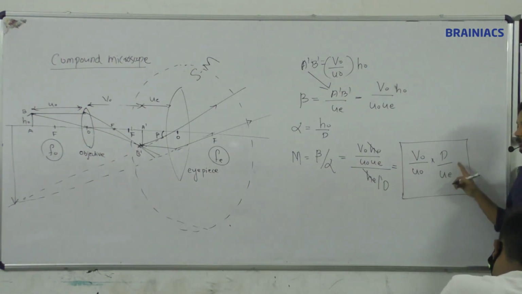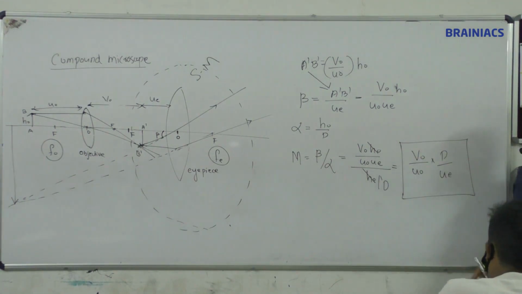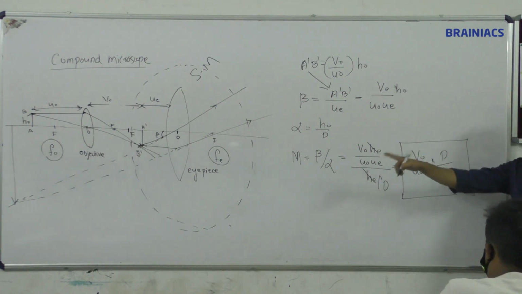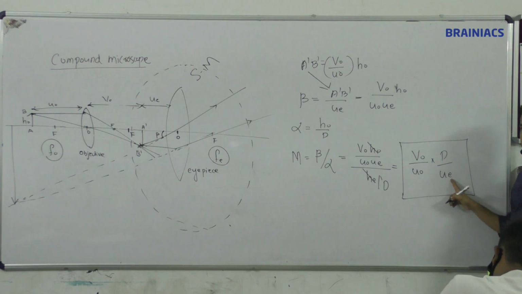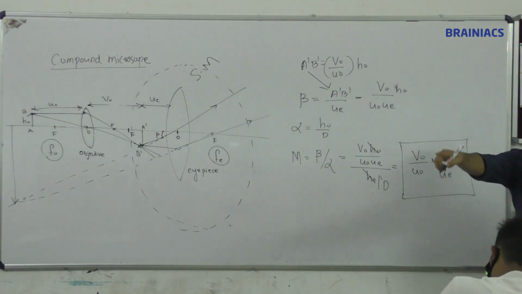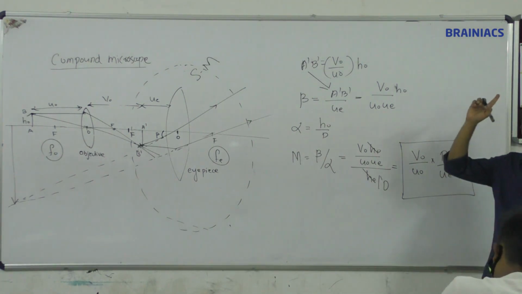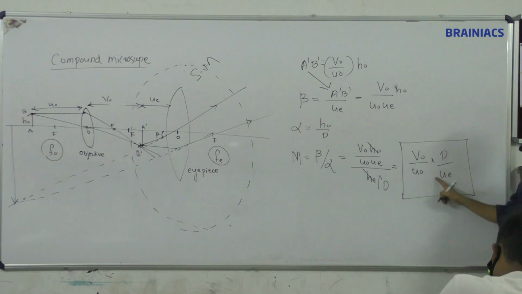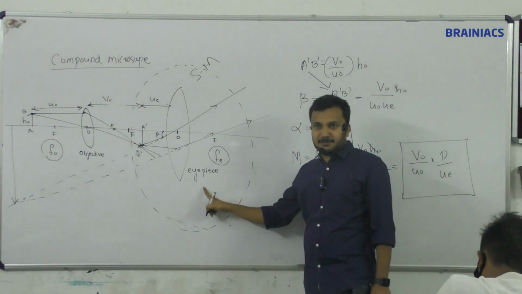V naught by U naught into D by UE. What is V naught by U naught? While looking there, it's a magnification of objective lens. Correct? V naught by U naught. What is D by UE? We already learned D by U naught. Correct? We already learned D by U naught because there is only one lens. This is what is called magnification of the simple microscope, which means magnification of eyepiece lens.